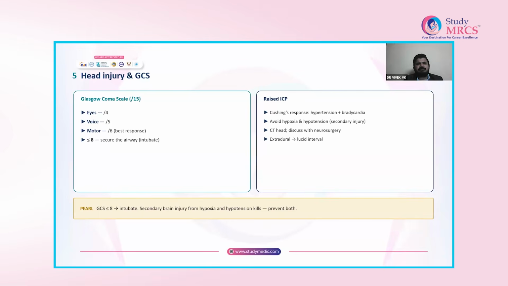So the key pearl is, if the patient's GCS is less than or equal to 8, always intubate the patient, because the secondary brain injury from the hypoxia and hypotension kills the patient. So you have to prevent both.